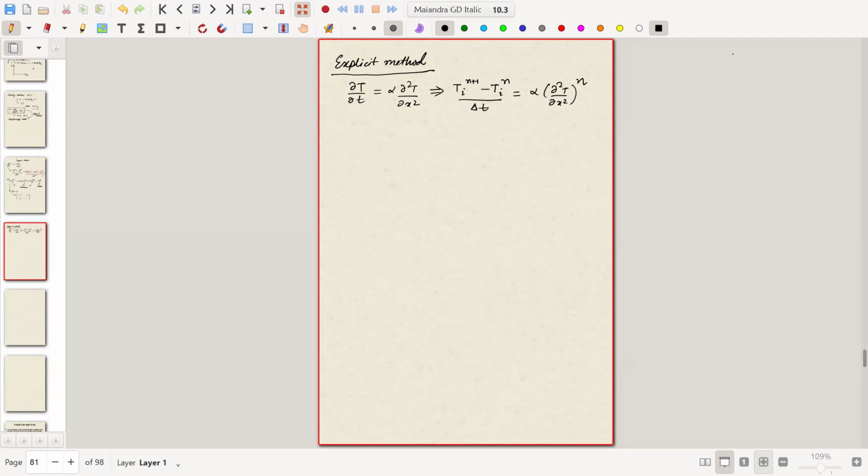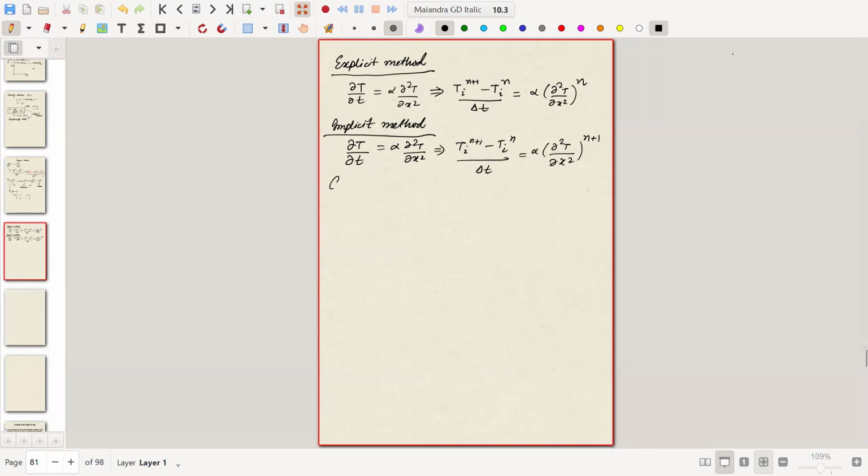We took the finite difference using the nth time step. The implicit method is almost the same as the explicit. But what is the main difference? All are the same, explicit, implicit. Now, depending on these two explicit and implicit methods, we can form a new method that is known as a combined method.